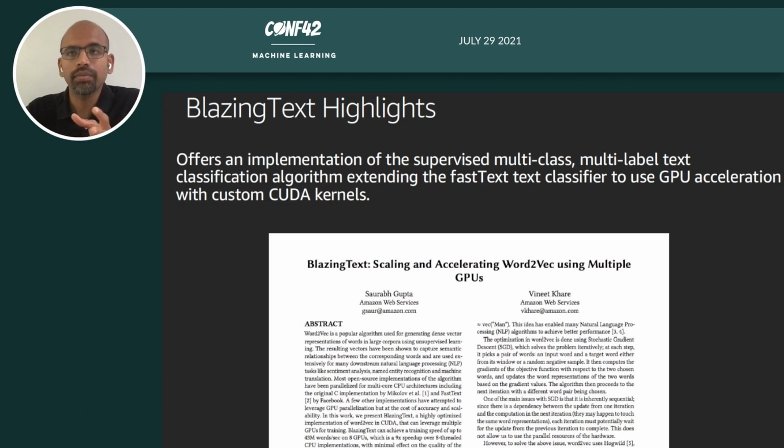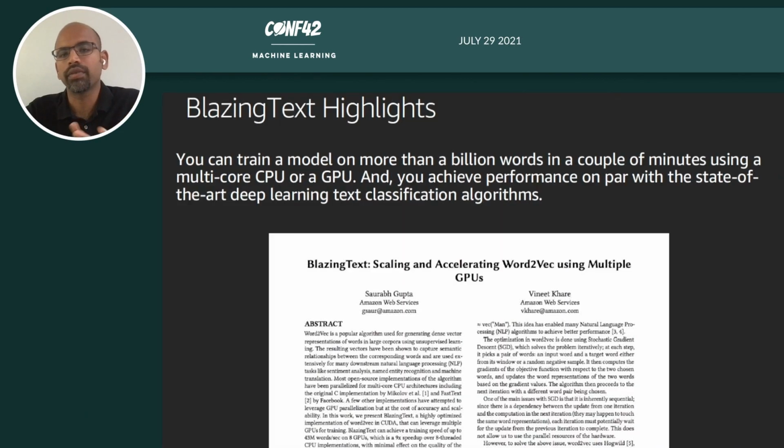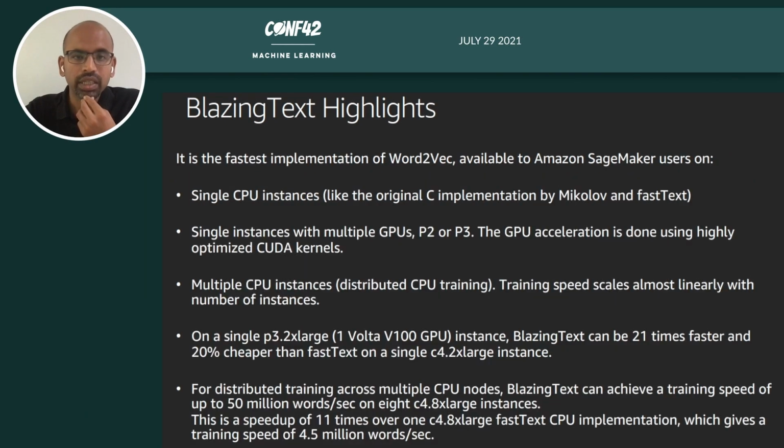The other important thing that it offers is an implementation of a supervised multi-class, multi-label text classification algorithm, extending the fastText algorithm implementation by using GPU acceleration with custom CUDA kernels, but also relying on multiple CPUs for certain modes of operating this algorithm. In this particular demo, we will be using distributed training, just so you know. But there is no hard rule. You could always do it on a single machine if that suffices your needs.